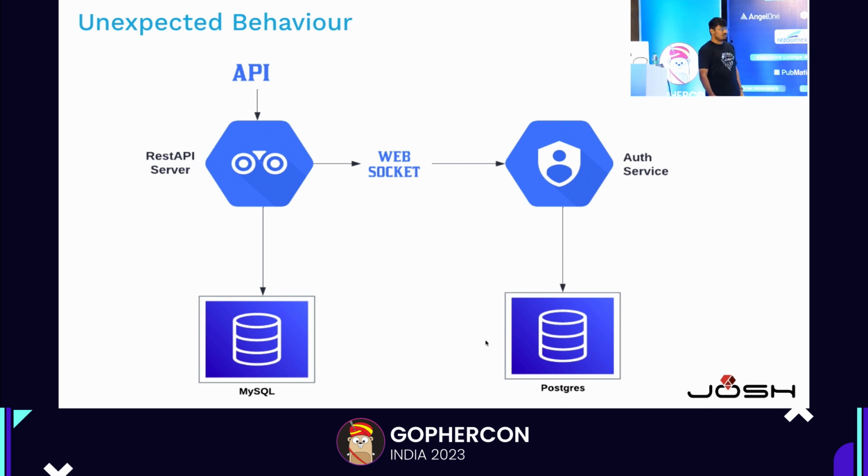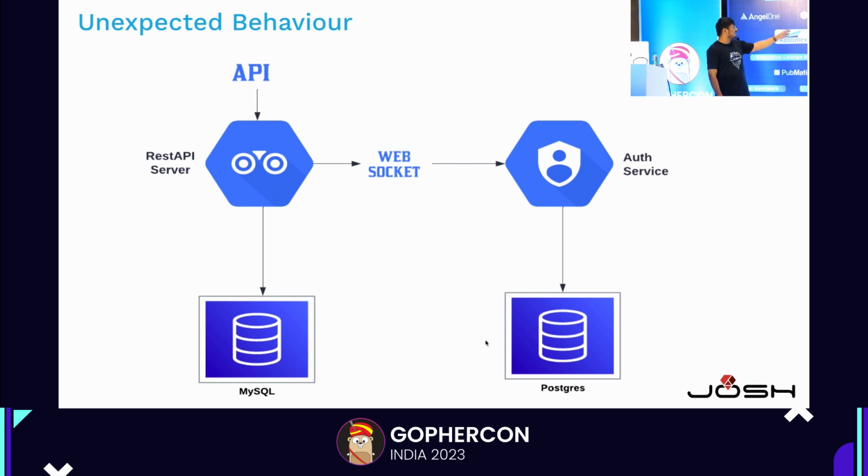One day on production, someone tried to play around with our APIs. At that time, they inserted a null character in an input field for one of our APIs. What happened was, when that request came to the REST API server, it processed the request and stored the data in the MySQL database.